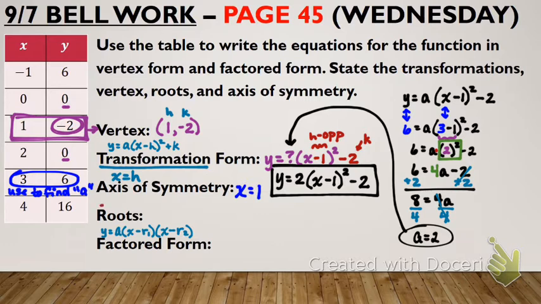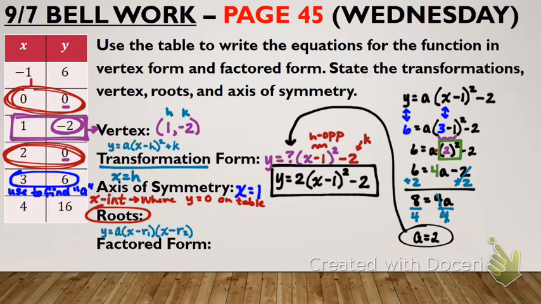Roots. Almost done with this. What do we mean by roots? What am I looking for? The x-intercepts. How would I know, looking at the table, whether or not I've found any x-intercepts? Yes, x-intercepts. This is where y equals 0 on the table. Do you guys see zeros at all in the y column? (0, 0) and (2, 0). Absolutely. These are roots.